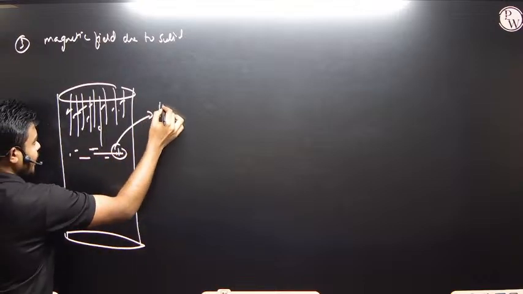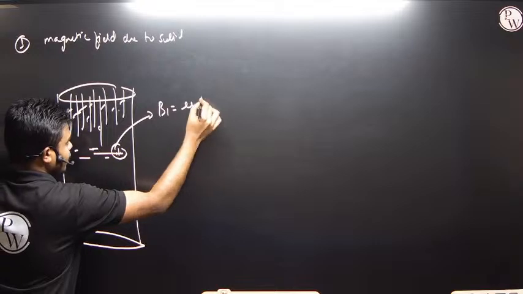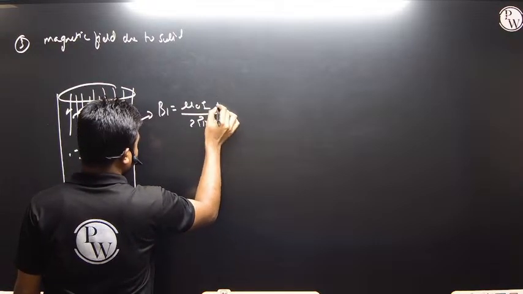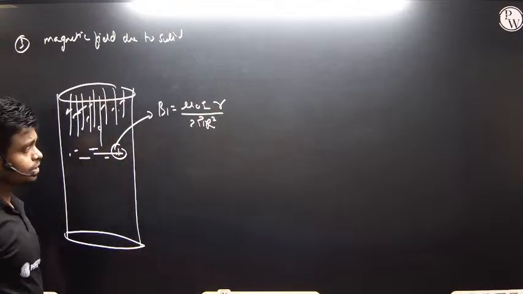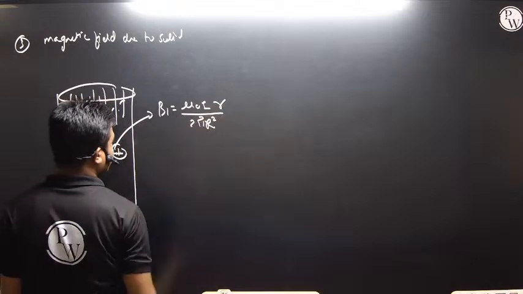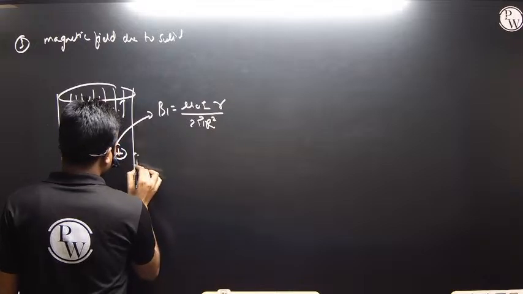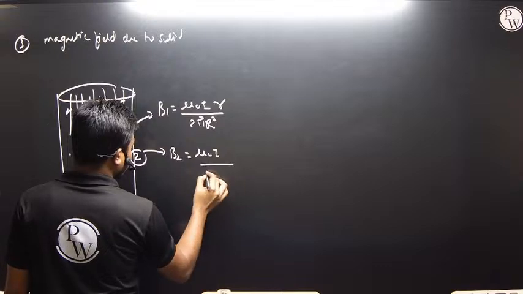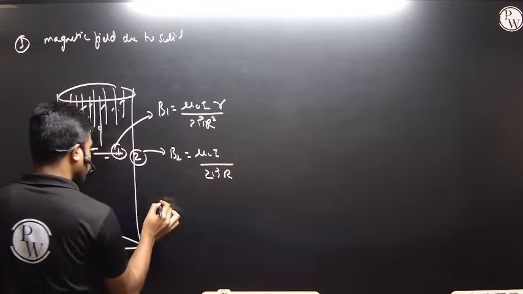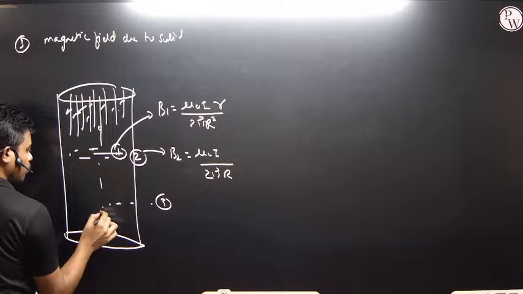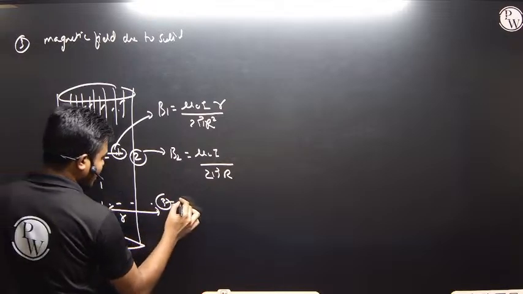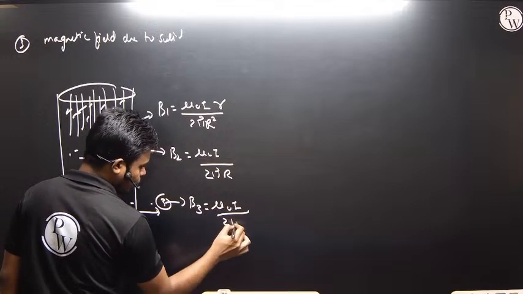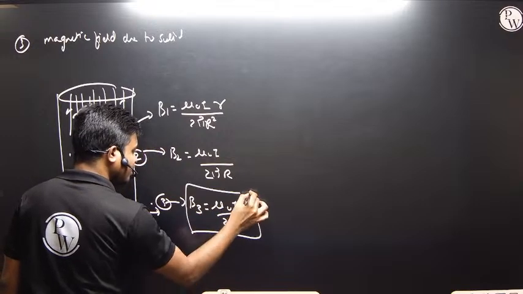So at this point inside, the B1 value is mu naught I into r divided by 2 pi R square. On the surface, the magnetic field value will be mu naught I divided by 2 pi R. And outside the surface, where the distance is small r, we write the B3 value. What is the B3 value? Mu naught I divided by 2 pi small r. So these are the things that we should keep in mind.